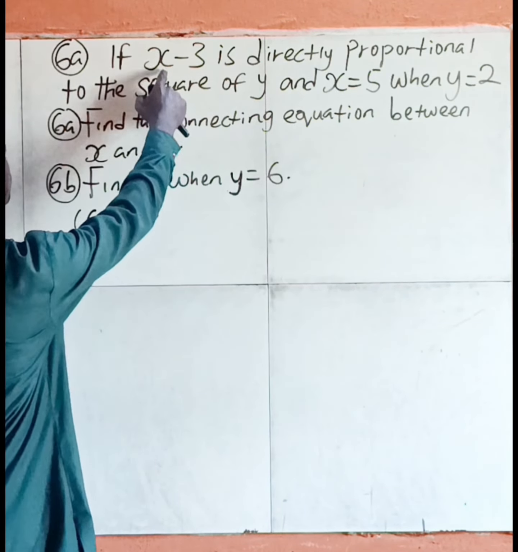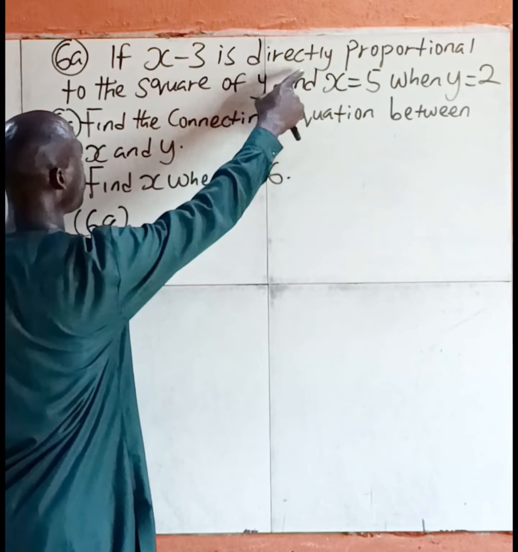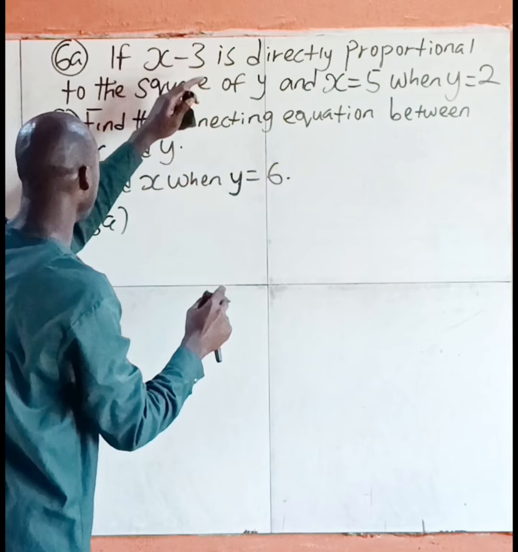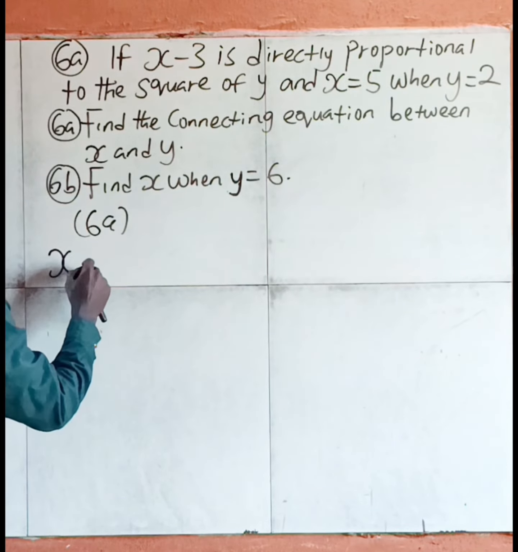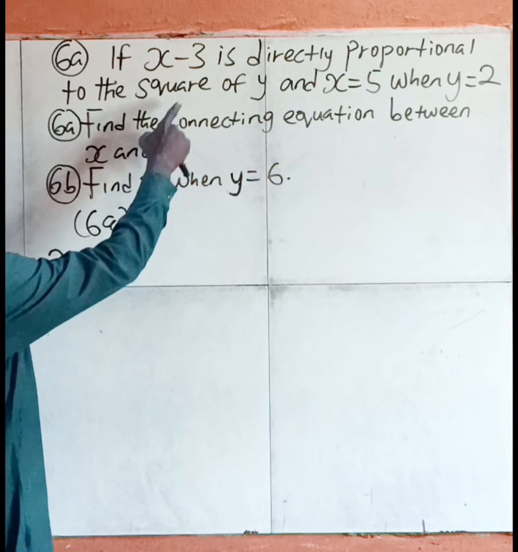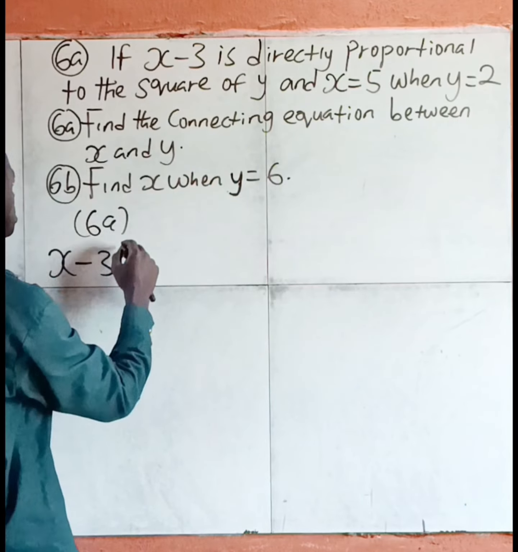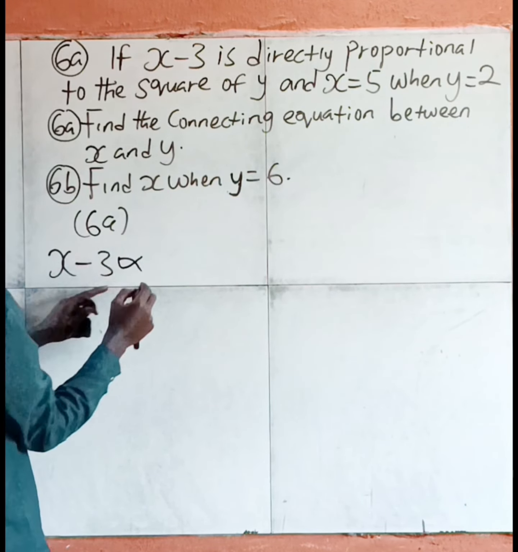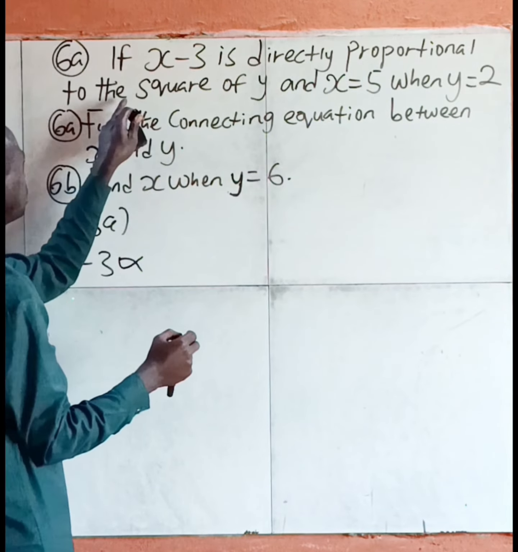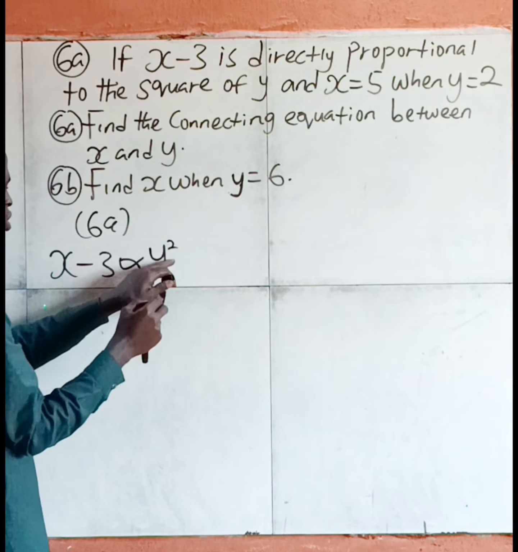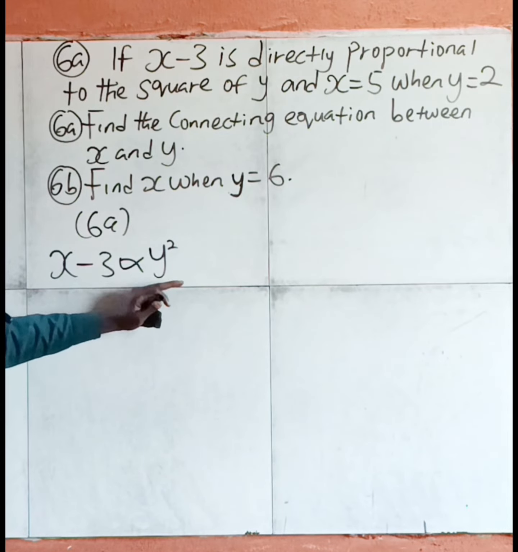With that being said, if x minus 3 is directly proportional to the square of y, let's pick the questions one after the other. So I'll come here and say x minus 3 is directly proportional to the square of y. You see the symbol is directly proportional, next to the square of y. So this is y squared. So we have been able to generate the formula.